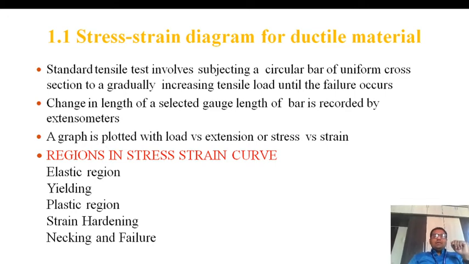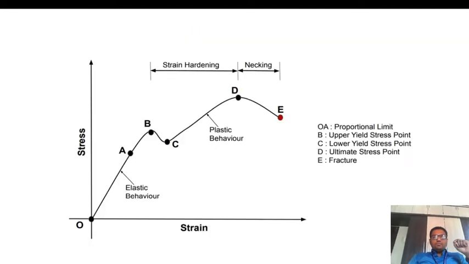In this diagram the main regions are elastic region, yielding region, plastic region, strain hardening, necking and failure. So one by one we will understand the meaning of each and every term. So this is a stress versus strain diagram for a ductile material. The initial point is O, that is the origin. The next point is capital A. That point A is called as proportional limit or elastic limit.